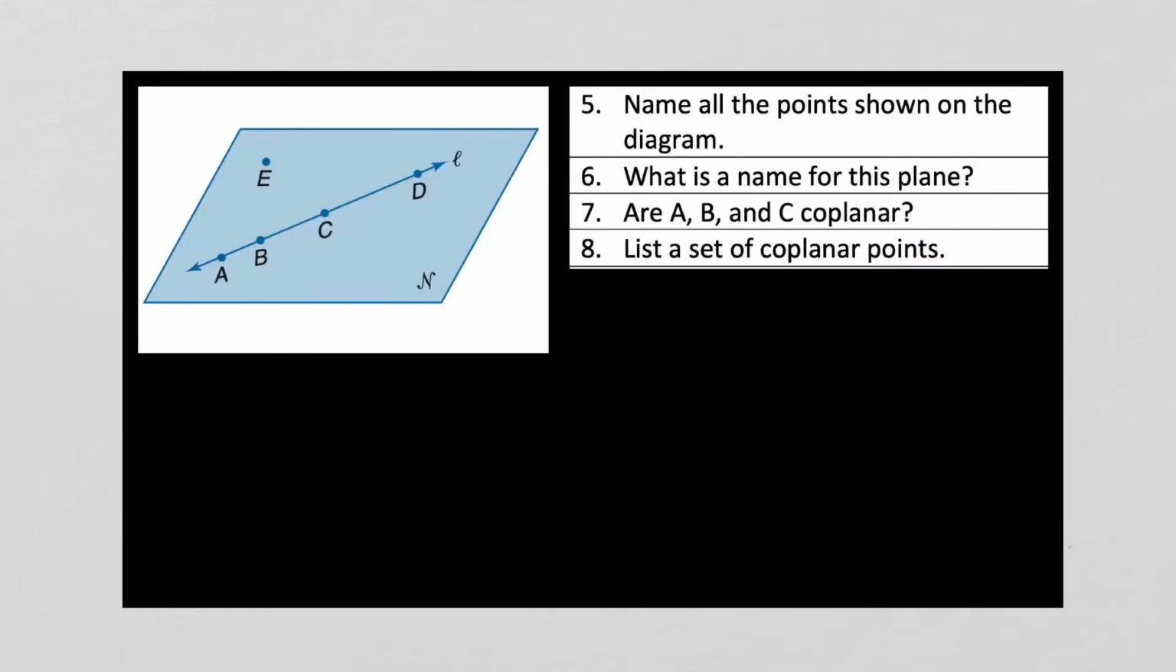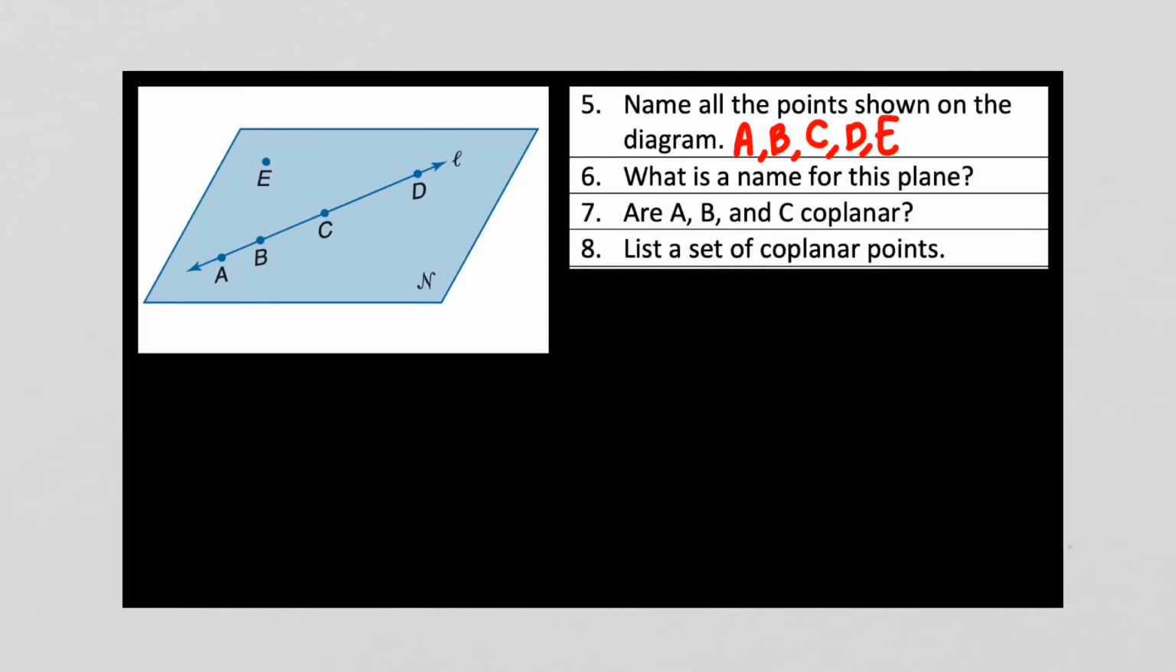Now for this new diagram, number 5, I say name all the points shown on this diagram. Remember, a point is named with a capital letter. So I'm just going to start down here. You have point A, point B, point C, point D, and finally point E.